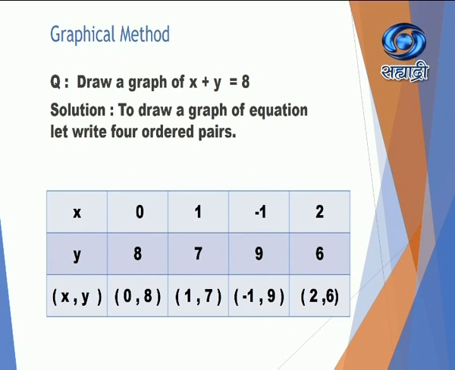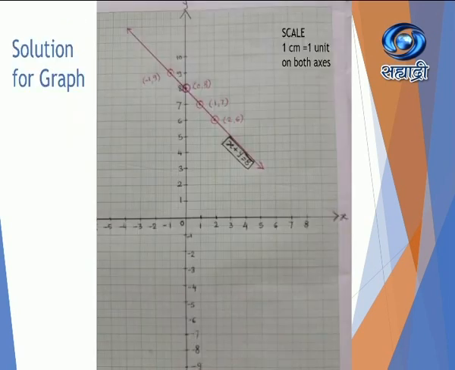You have to make a table in this way, and also you have to write the numbers in this form, that is in brackets x comma y, and you get the coordinates of the points, that is (0, 8), (1, 7), (minus 1, 9) and (2, 6). Now we will proceed to draw the graph. This is how your graph is going to look. Here I have plotted all the points, that is (minus 1, 9), (0, 8), (1, 7) and (2, 6).